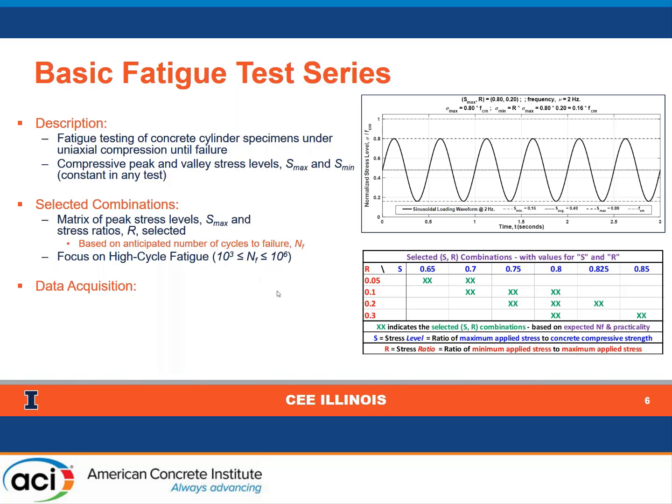Having known what the range was, we used some existing fatigue life predictive models, and then we selected the peak and valley stress levels so that the failure number of cycles was less than 1 million but greater than 1000. And we wanted to have a good range of peak stress levels and a good range of valley stress levels. So we chose a wide range in both of them and tried to cover as much base as possible.